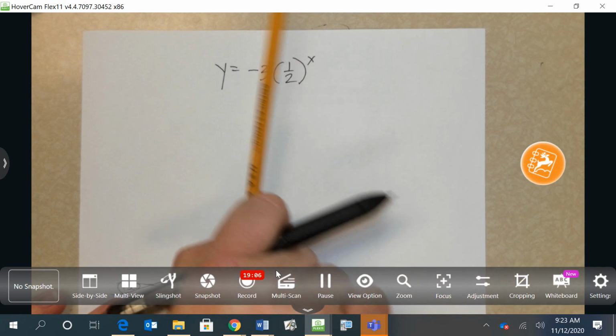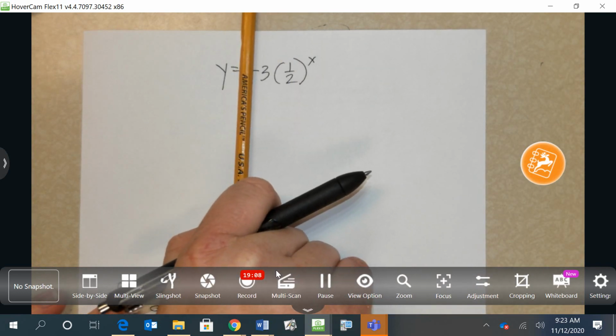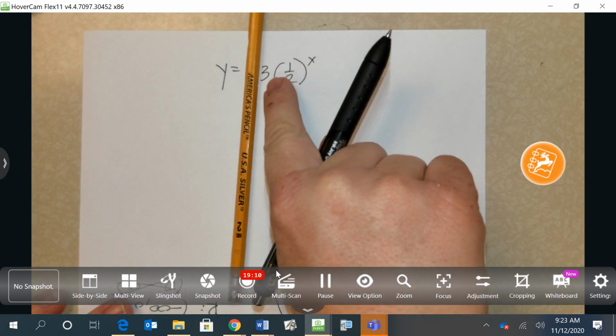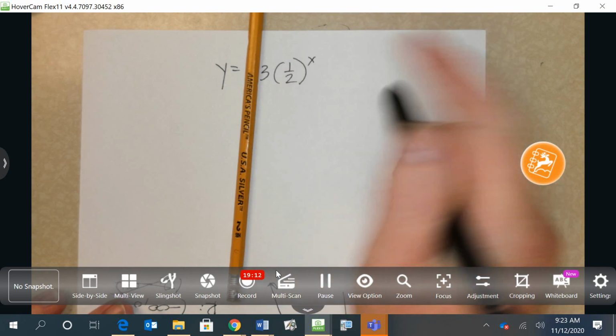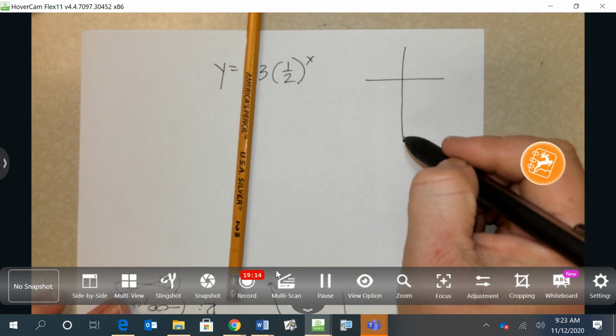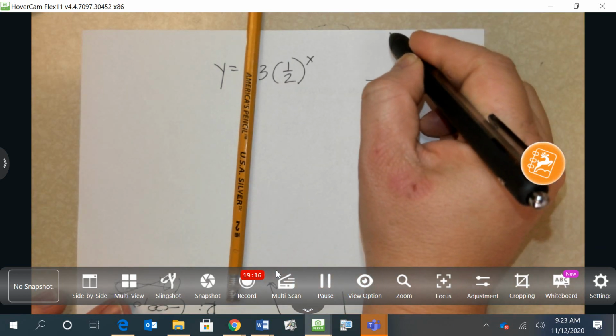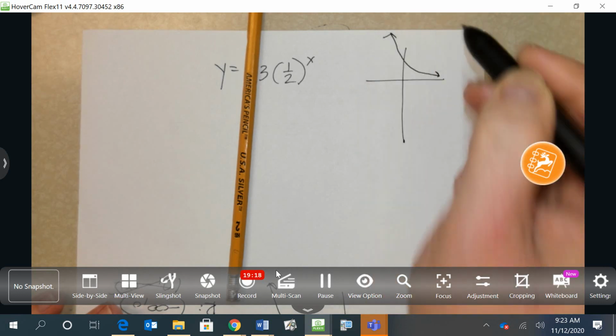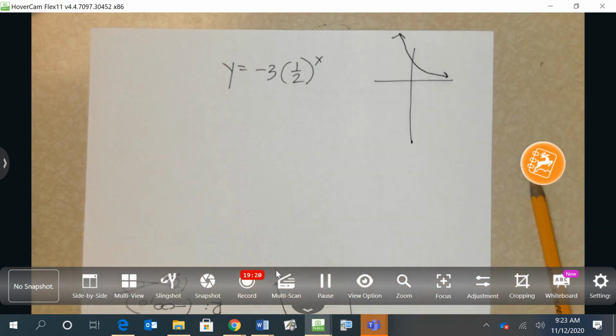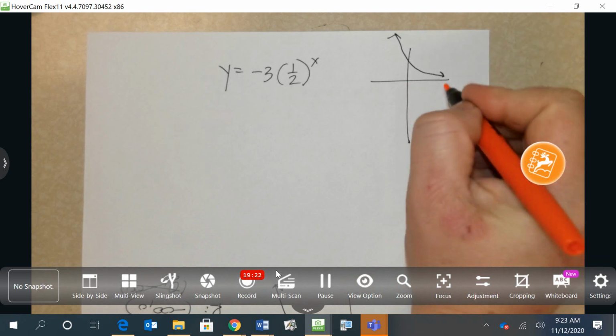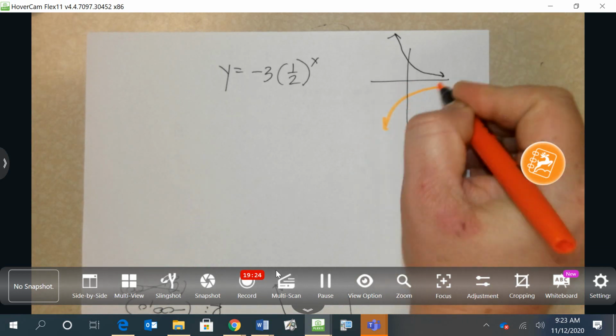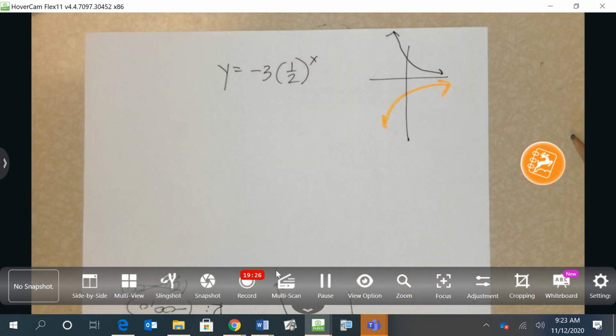Okay, so I'm going to cover up the negative and go, okay, it's positive, and because the rate is between 0 and 1, I know it's decay. What does decay look like? From left to right, it goes down. But now when I add in that negative out front, it's going to reflect across the x-axis. So it's something like the orange line that I currently have.